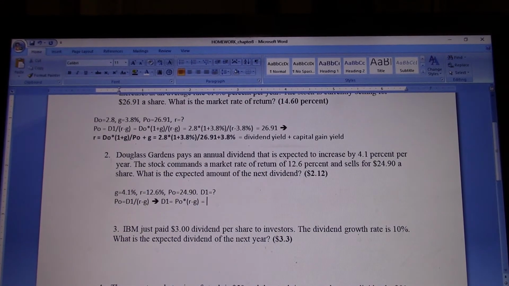So it equals 24.90 times R minus G. The answer to this question should be here. This should be D1. Okay, so this is the second question.